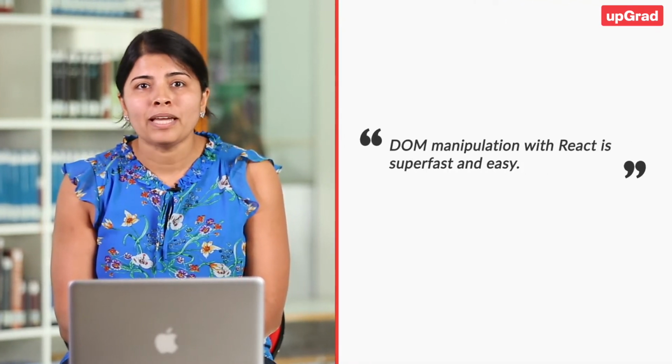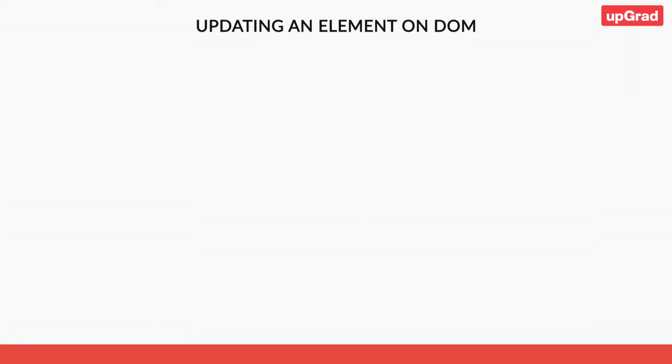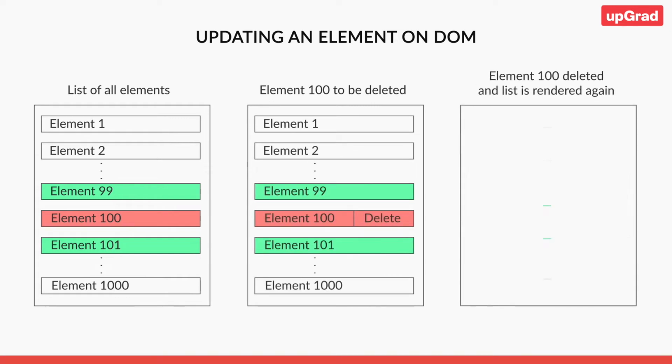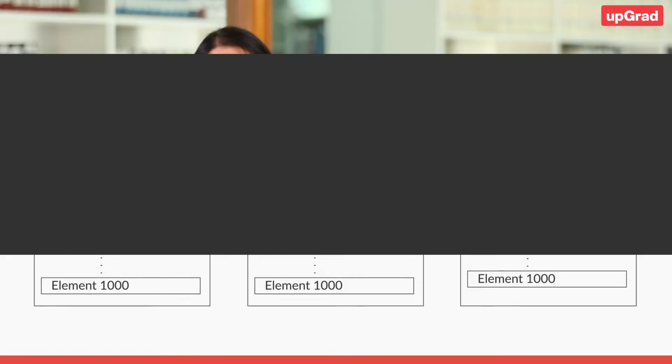The fourth advantage, plus point, is that DOM manipulation with React is super fast and easy. Imagine a web page that contains a list of 1,000 elements out of which you can delete one element. Most JavaScript libraries tend to recreate the entire list of elements and then render this updated list again. Apart from being inefficient, this approach is too time-consuming.